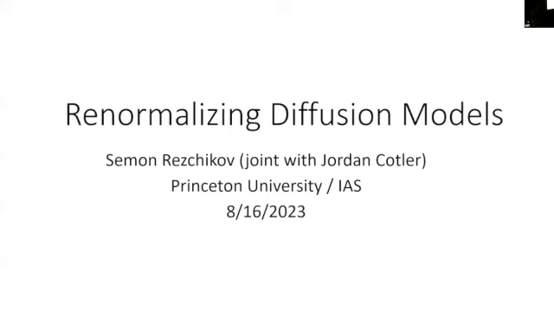I'm going to tell you guys about renormalizing diffusion models, which is a project I've been thinking about since November with Jordan Cotler, who's in the back, who many of you know. And I'm going to tell you about the very natural question of whether there's a natural way of engineering a neural network so that whatever it learns is the RG flow of a field theory. There's some theoretical component to this, and there's some numerical component to this.